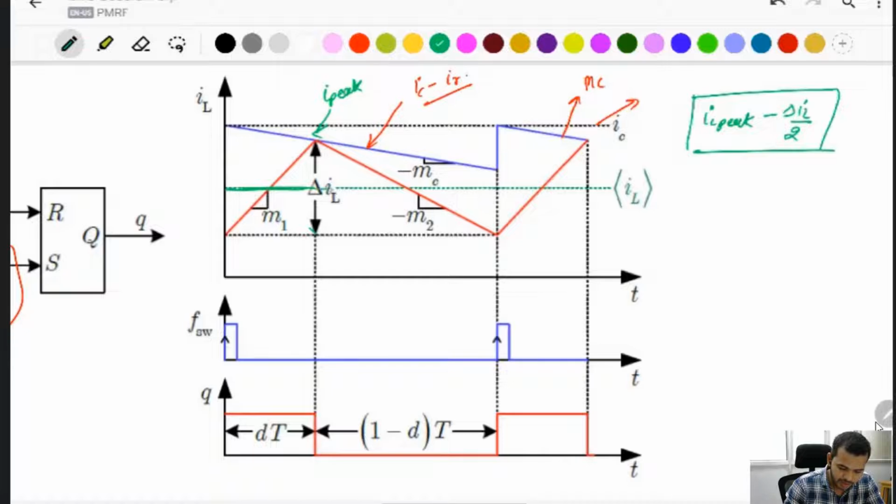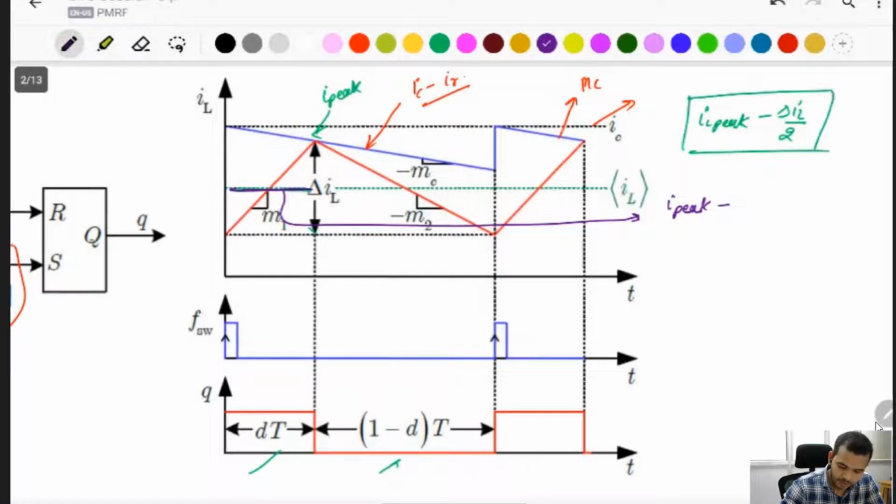The same thing is applied here, but the slope is different in both conditions. In the DT condition, the slope is m1, and in the 1 minus D condition, the slope is minus m2. That's why for this one I have written I peak minus this current; this slope into time is the total delta IL. This one is m1 into DT divided by 2.